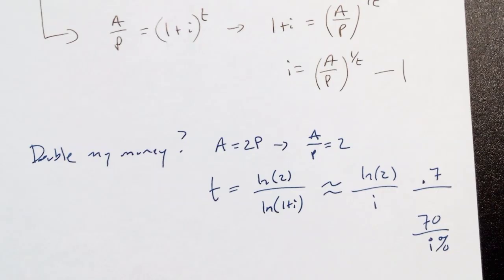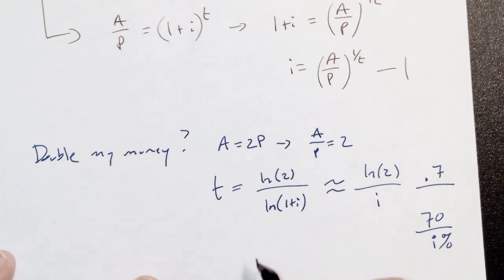So if I know the interest rate is 5%, it should take me roughly 14 years to double my money. 70 divided by 5 is 14. That's a really fast calculation. And this is referred to, hopefully surprising no one, as the rule of 70.